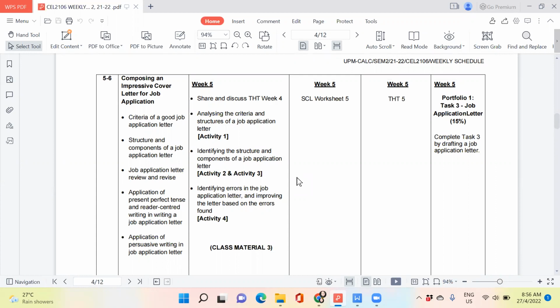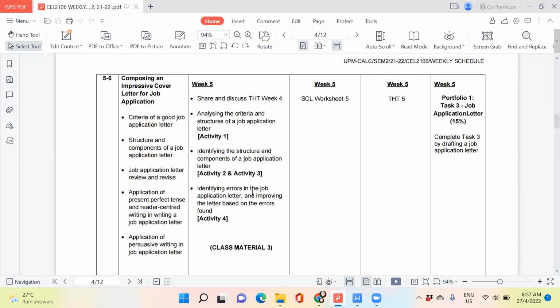So last week, we talked about how to analyze the criteria and structures of a job application letter. And then we talked about how to identify the structure and components of a job application letter. And last but not least, we talked about identifying the errors in the job application letter and improving your letter based on the errors found. All right. So this job application letter is your cover letter. So when you send in your resume, you will have to send it with a cover letter.